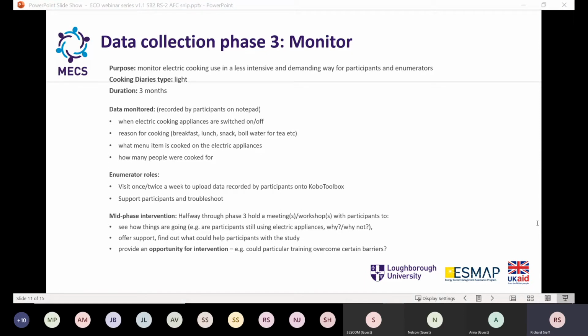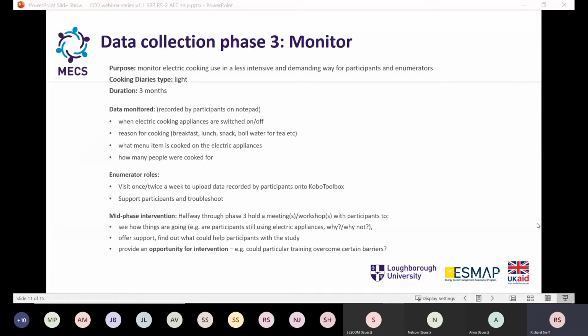The cooks record only when the electric cooking appliance is switched on and off, the reason for cooking, such as breakfast, lunch, or dinner, what menu item was cooked on the appliance, and how many people they were cooking for. The enumerator's role changes only very slightly in that rather than visiting every day, given that cooks are producing less data, they visit less often, perhaps once or twice a week.